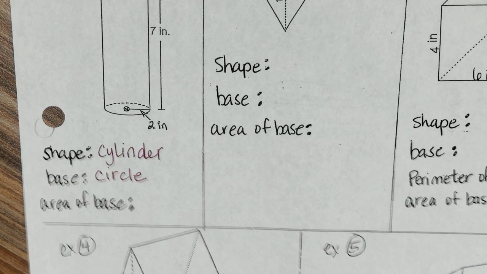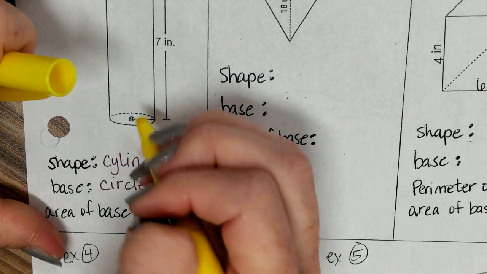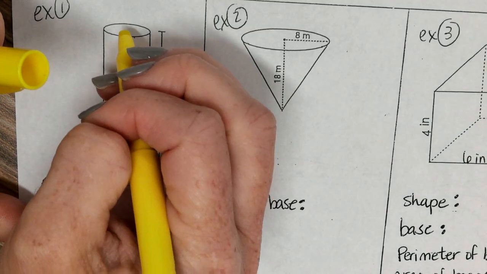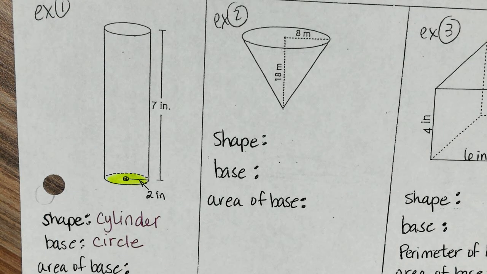I want you to take your highlighter and highlight that base at the bottom. There are two bases. They're identical, but we only care about one of them, okay? If you don't have a highlighter, maybe shade it in real lightly where you can still see it.